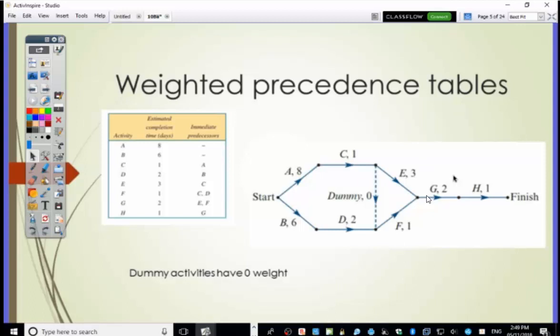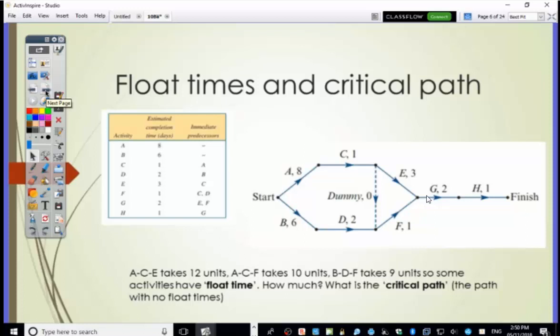Dummy activities, you have to draw them in, but they always have 0 cost or 0 time taken, because that's what they are. They're dummy. They're just there to complete the drawing. They don't actually exist as an activity. So they'll have a 0 in there. And that's important when you come to analyze these and find out 2 basic things. First thing that we're going to be finding out is what we call float times.